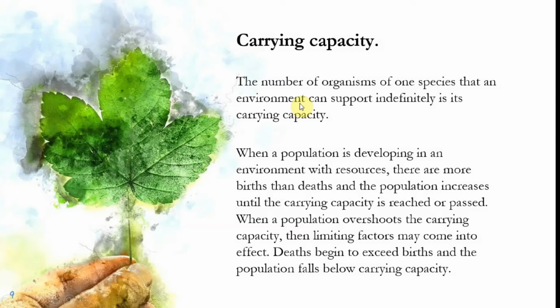Carrying capacity. The number of organisms of one species that an environment can support indefinitely is the carrying capacity. When a population is developing in an environment with resources, there are more births than deaths, and the population increases until the carrying capacity is reached or passed. When a population overshoots the carrying capacity, then limiting factors may come into effect. Deaths begin to exceed births and the population falls below carrying capacity. Thus, the number of organisms in a population is sometimes more than the environment can support.